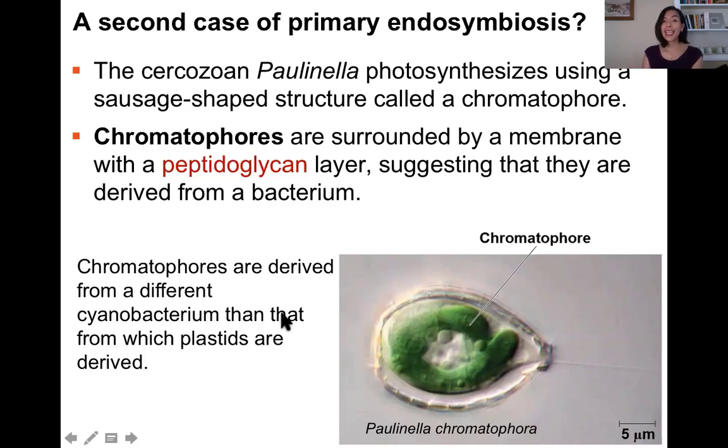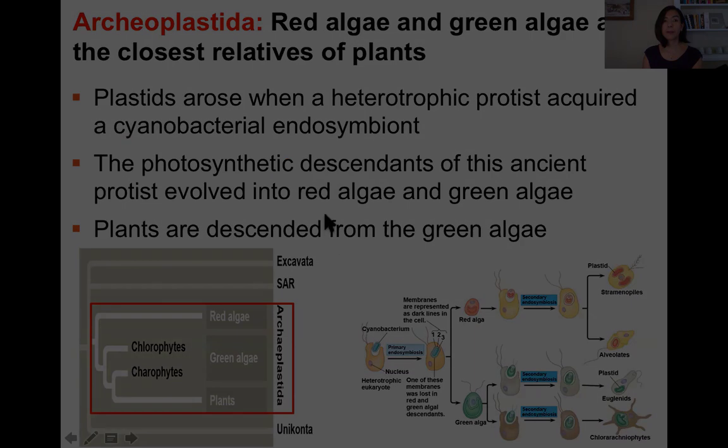Now, this is probably the only example that we have that has evolved from primary endosymbiosis, different from the primary endosymbiosis that led to the evolution of all of the plastids in algae and in plants. So it's another event of primary endosymbiosis. That's what we think of Paulinella chromatophora.